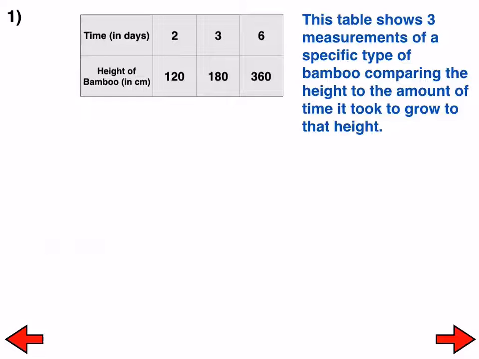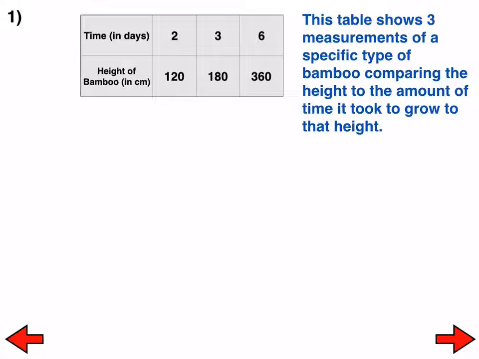All right, so let's go ahead and get started. Let's just go ahead and start with number one. Here I have a table, and this table shows 3 measurements of a specific type of bamboo, comparing the height to the amount of time it took to grow that height. So at 2 days, the bamboo height in centimeters was 120 centimeters. At 3 days, it was 180 centimeters. At 6 days, it was 360 centimeters.